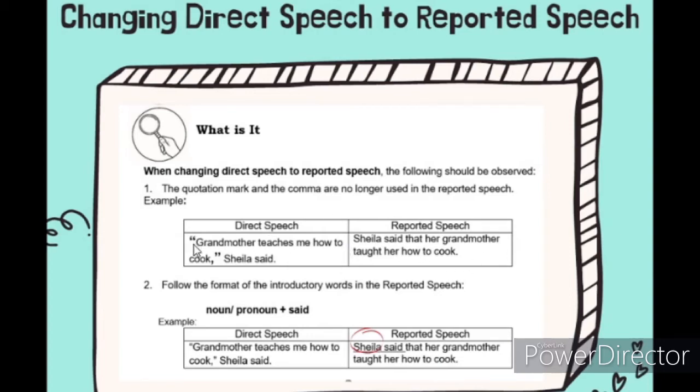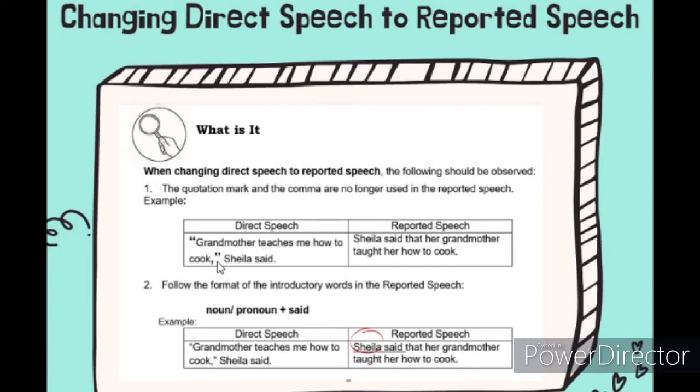In direct speech, the sentence is, "Grandmother teaches me how to cook," Sheila said. In reported speech, Sheila said that her grandmother taught her how to cook. Let's analyze the sentence.